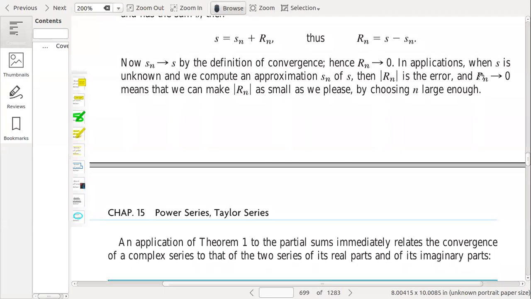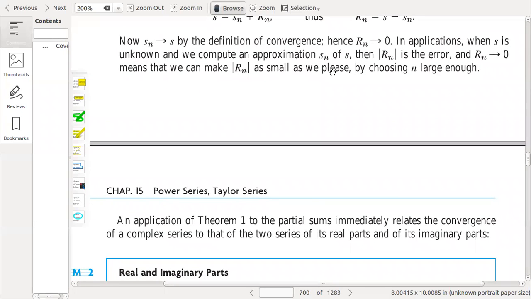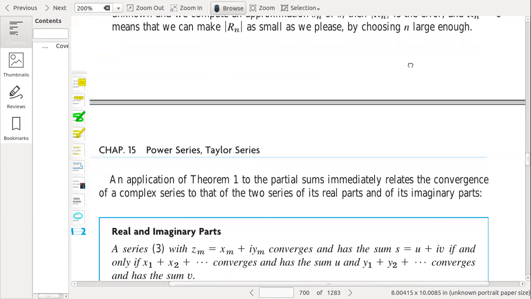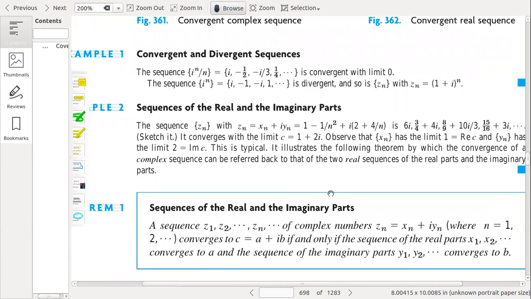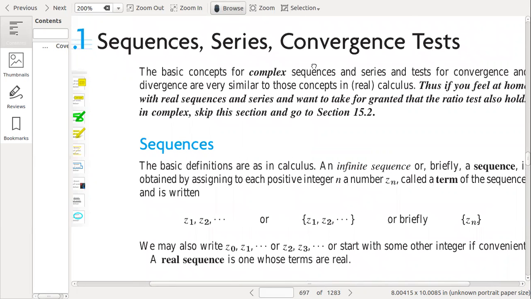In applications, when S is unknown and we compute an approximation Sn of S, then the absolute value of Rn is the error. And Rn approaches 0 means that we can make the absolute value of Rn as small as we please by choosing n large enough. So this we can revise before going to the next steps.